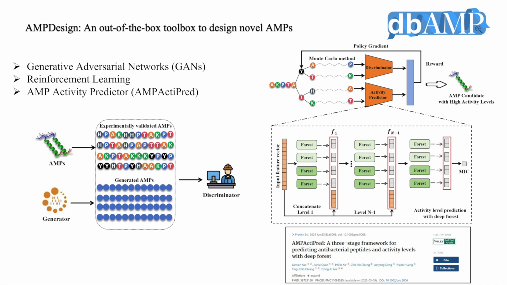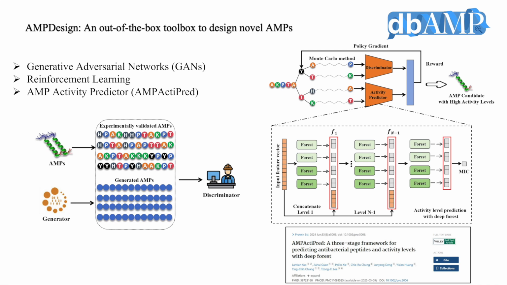Generative adversarial networks consist of two parts: the generator and the discriminator. The generator continuously creates new sequences and submits them to the discriminator for evaluation. The generator and discriminator iteratively improve through this process until the discriminator can no longer distinguish between the sequences created by the generator and real ones.